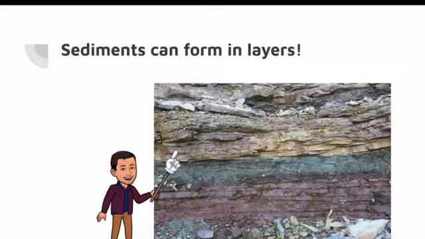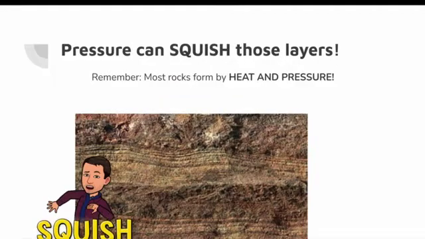So they form in layers. And then over time, the layers get deeper and deeper, okay? And there's so much stuff on top of them, they get squished together, okay, by heat and pressure.